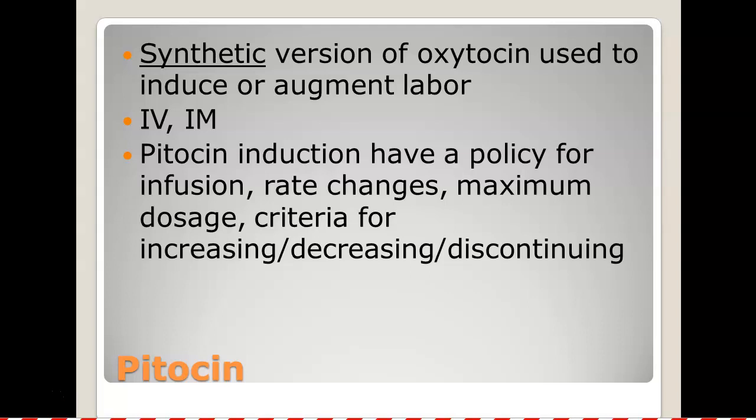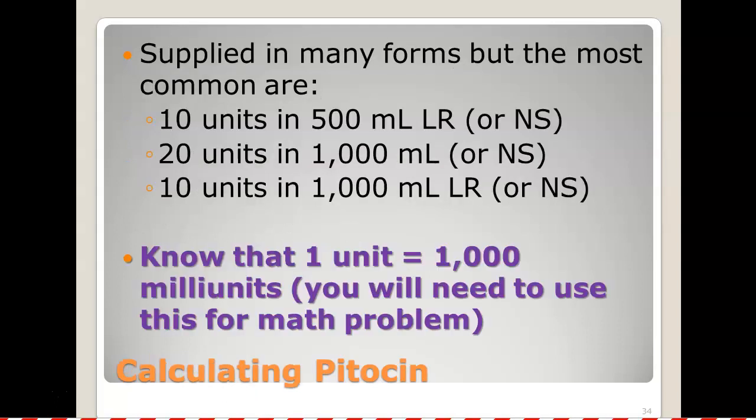So Pitocin inductions have a policy when we're managing this with an IV infusion, as far as rate changes go and maximum dosage, what the criteria is for increasing, decreasing, or discontinuing the Pitocin. And every hospital has their own policy, although they're all very, very similar based on medical guidelines. So Pitocin is supplied in many forms, but the most common is 10 units of Pitocin in a 500 milliliter bag of lactated Ringer's or normal saline, 20 units in 1,000 milliliters of LR or normal saline, as well as 10 units in 1,000.